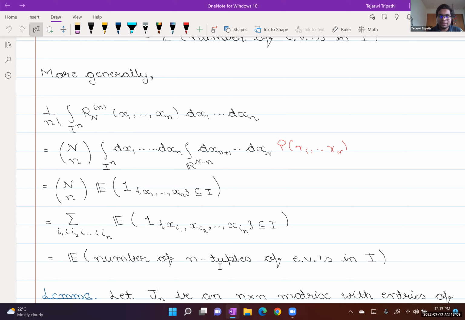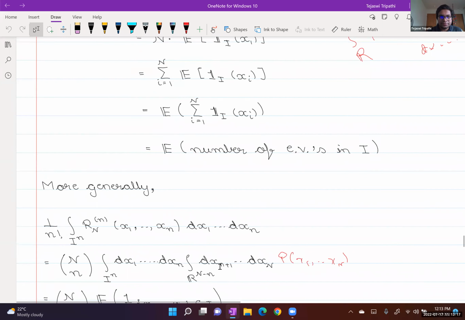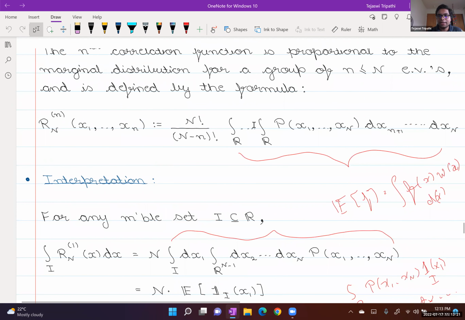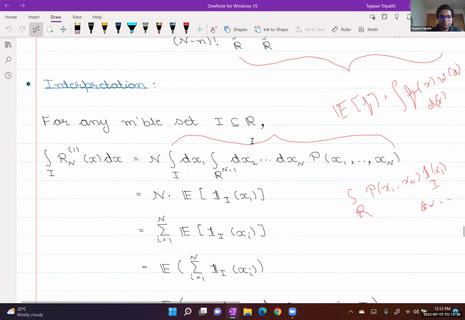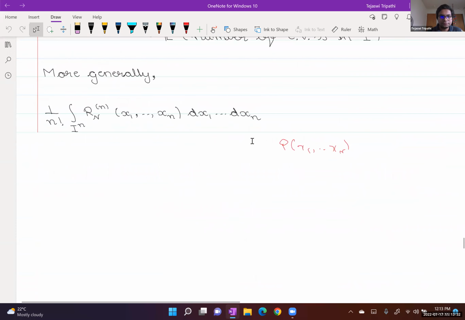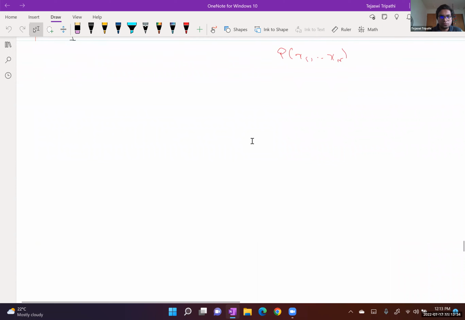More can be done with these correlation functions, and actually it suffices to study these correlation functions. Okay, so now my aim is to somehow simplify these correlation functions. It looks like some integral and some. Sorry for this.